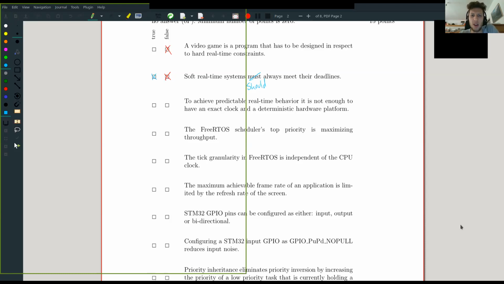So let me get at the wording of this question. To achieve predictable real-time behavior is not enough. Yes. True. Okay. But one more question about this statement.